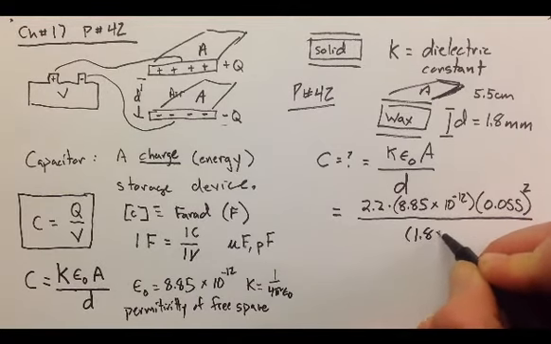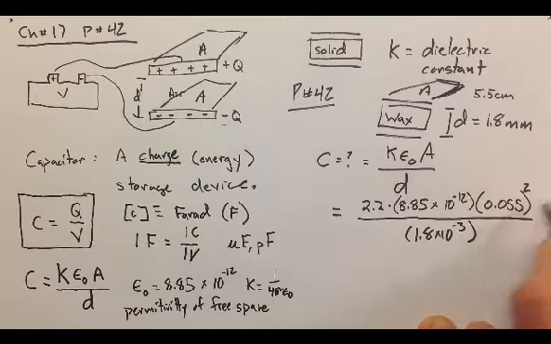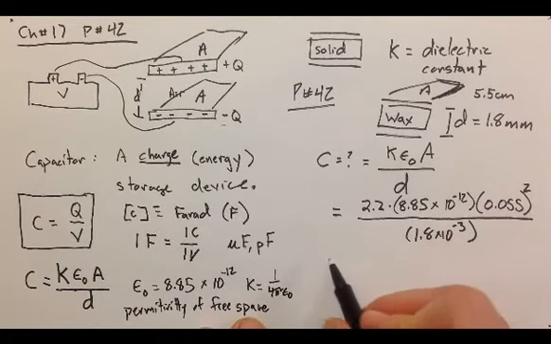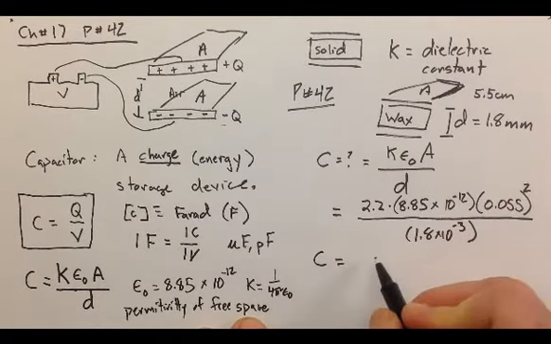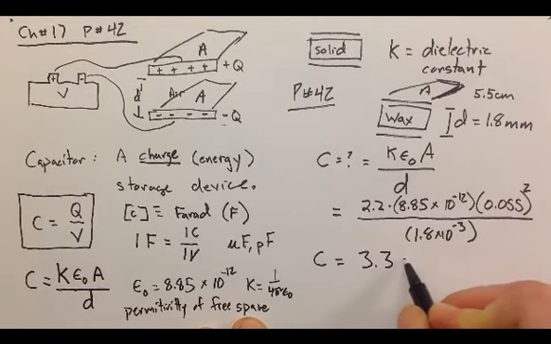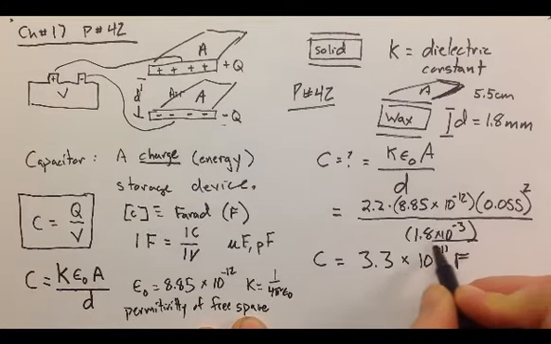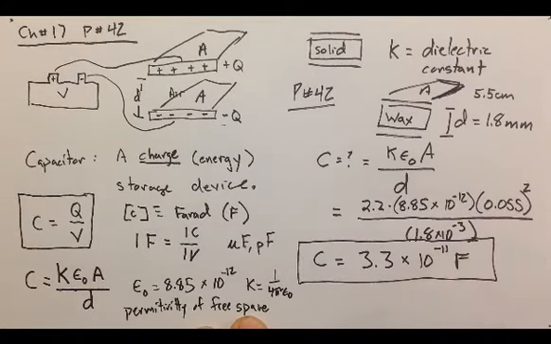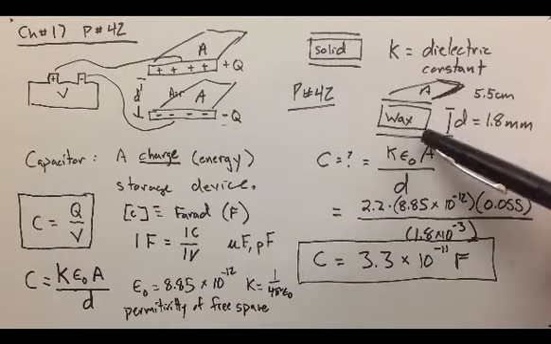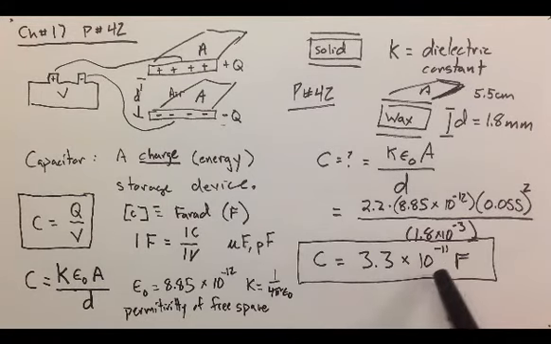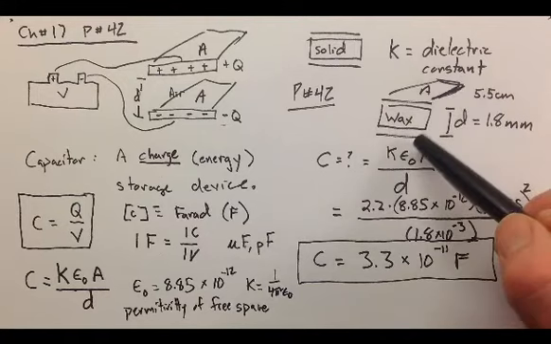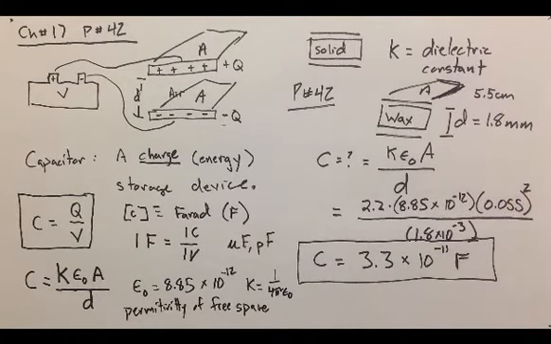So that'd be 1.8 times 10 to the minus third, because we want to put everything in meters so everything works out nice. So if we plug in all those numbers, I get 3.3 times 10 to the minus 11th farads is the capacitance of this parallel plate capacitor. So in other words, if I put a voltage of 1 volt across the plates of this capacitor, I would get 3.3 times 10 to the minus 11th coulombs worth of charge on each plate.